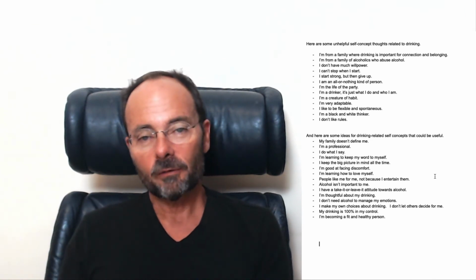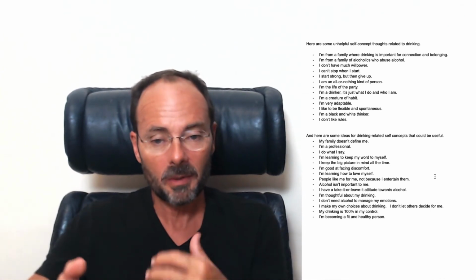I'm thoughtful about my drinking. I don't need alcohol to manage my emotions. I make my own choices around drinking. I don't let others decide for me. This would be a good one if you're somebody that looks to people outside you for permission to drink. I asked my wife if it would be okay, and she said yes. Or if you find yourself being rebellious because of what you perceive as external control. This idea that I make my own choices could maybe free you up from some of that dynamic. My drinking is in my control. I'm becoming a fit and healthy person.